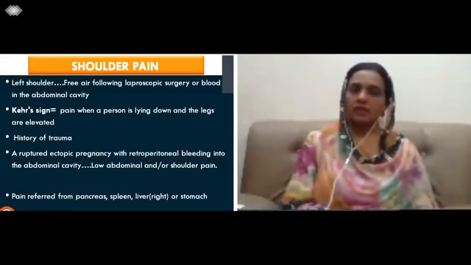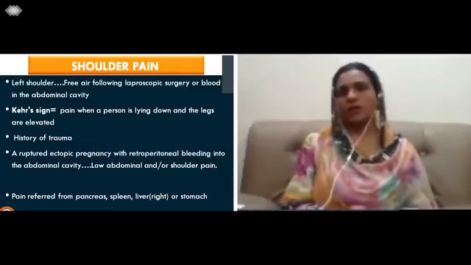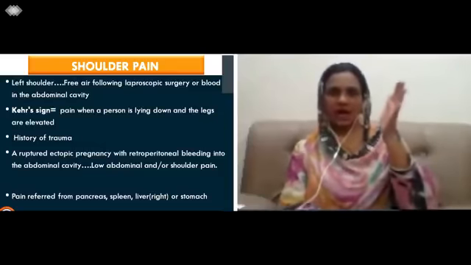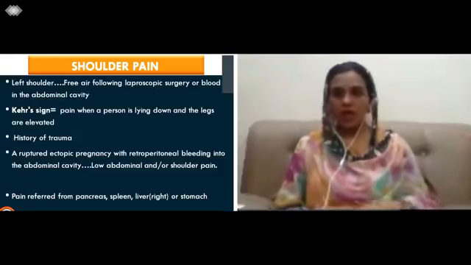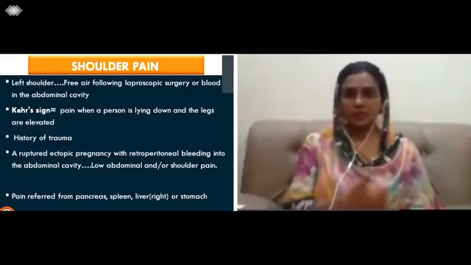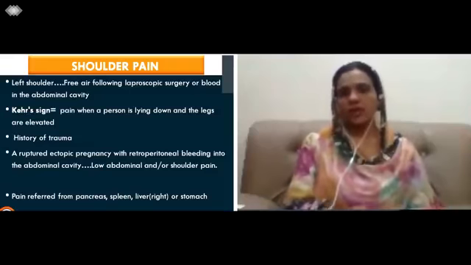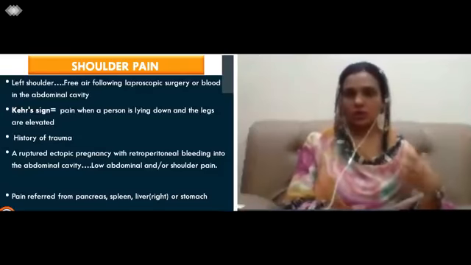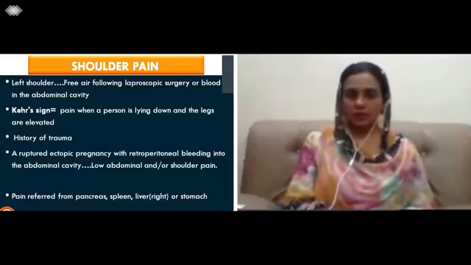So in case of left shoulder pain, the patient will have a sign which is called Kehr's sign. This is increase in the pain when the patient is lying down and the legs are elevated. Actually, the elevation of the leg increases the abdominal pressure. So increase in the abdominal pressure will cause an increase in the shoulder pain. So that's called Kehr's sign, that pain in the shoulder will be increased when the patient in supine position elevates the legs.